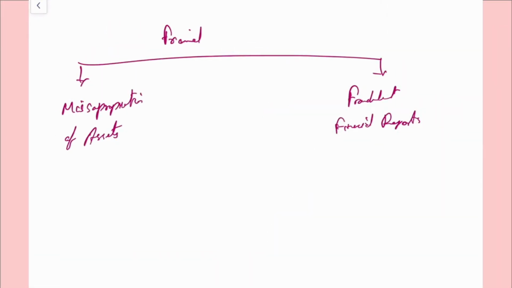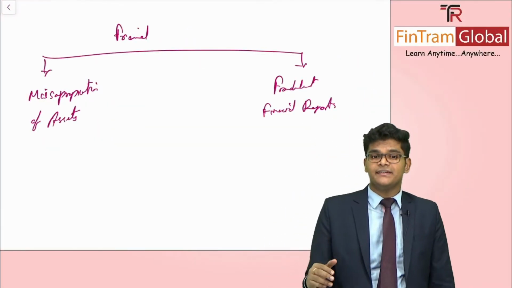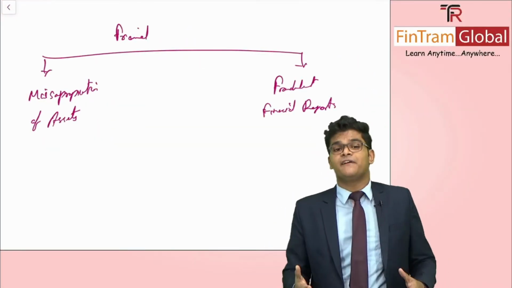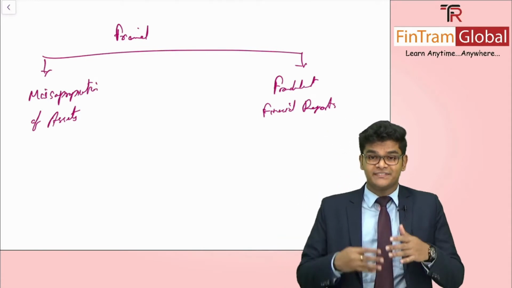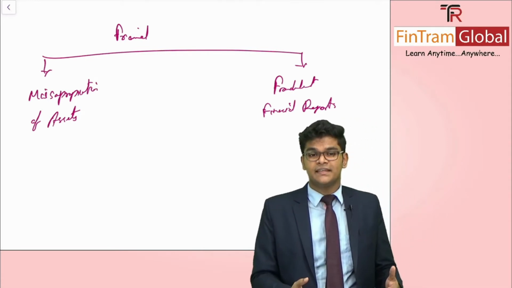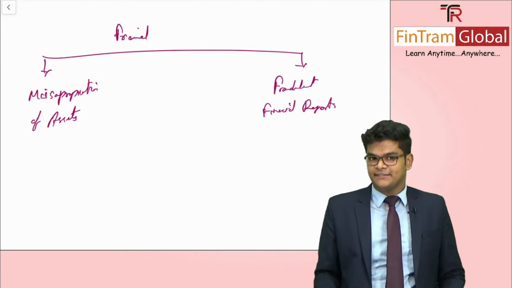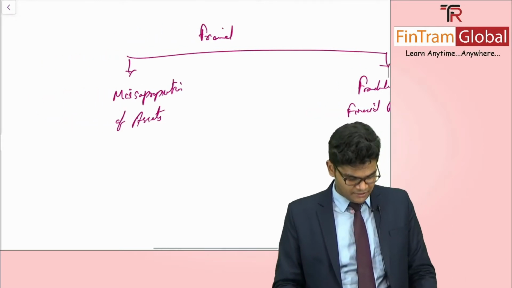That's just one of the many examples of fraudulent financial reporting, and another example is window dressing, which is basically beautifying the financial statements by overstating the assets as well as profits and understating expenses and liabilities, isn't it? So that's basically the thing. Keep this in mind.